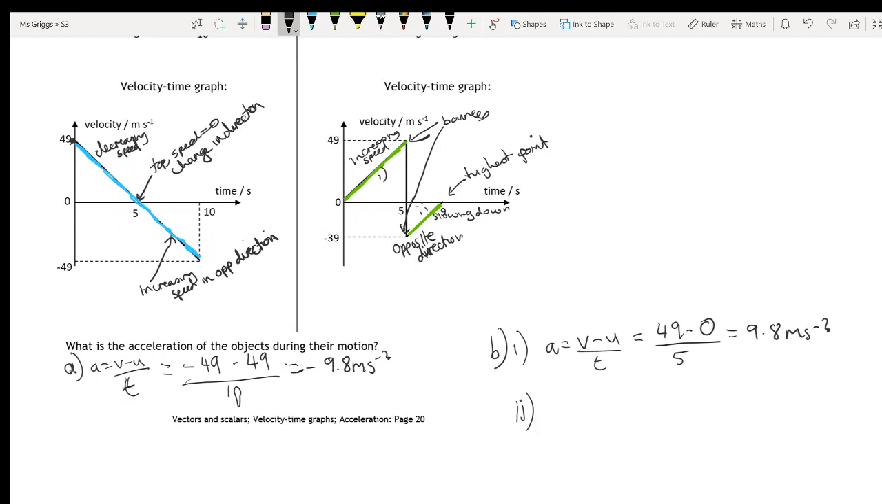And II. So final speed in this case is 0 because it's decreasing to 0. So 0 minus the initial speed, which was minus 39, divided by 4. And that comes to, again, if you round it, 9.8 meters per second squared. So all acting under gravity, the acceleration due to gravity is 9.8 meters per second squared.